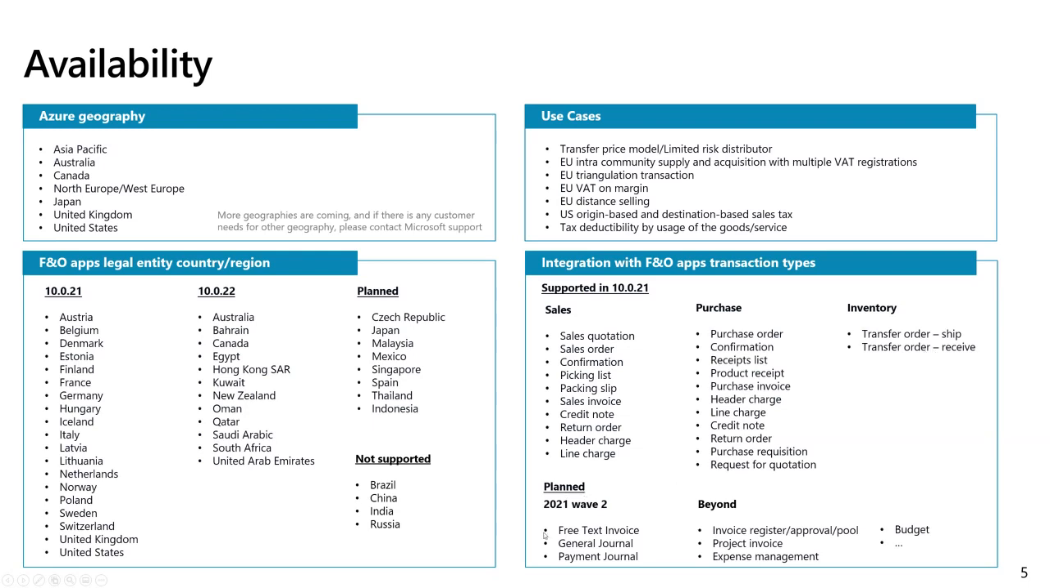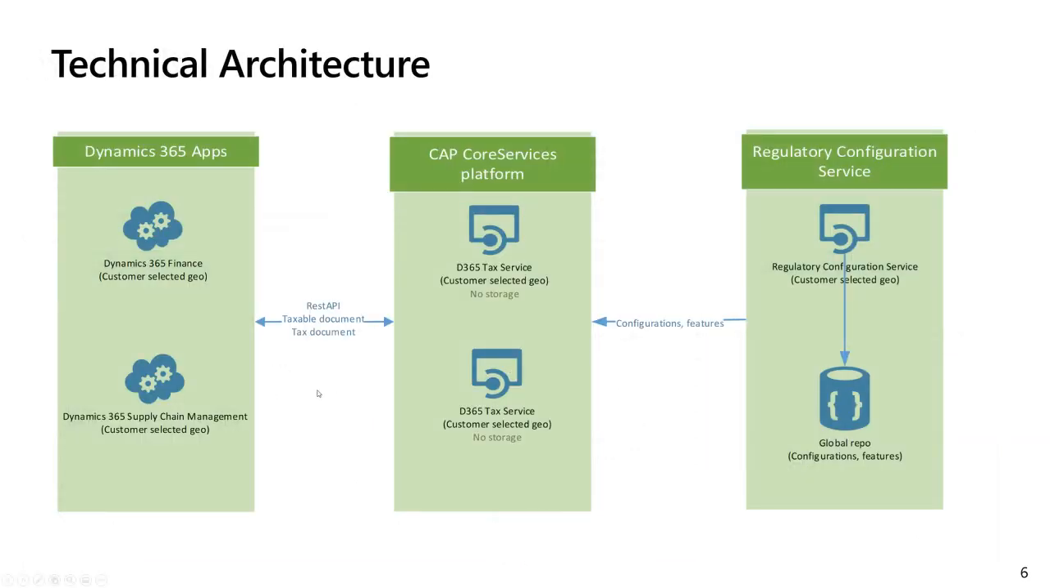And on our roadmap, we plan to support free tax invoice, general journal, and payment journal in 2021 wave 2, which means October this year to March next year. On the roadmap, we will also support more transactions: invoice register, invoice approval, invoice pool, project invoice, expense management, and the budget. Just monitor our release plan for the detailed timeline of when they will be supported. Okay. Then I will hand over to our engineering lead, Suzhen, to introduce the technical architecture.